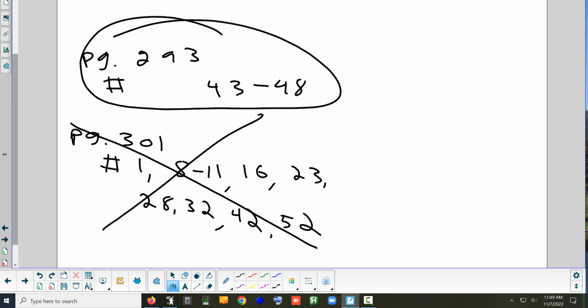So that's the homework for tonight: 43 to 48. We'll take a look at that tomorrow. If you want to copy down the 301, you can. I may tweak that a little bit, but it's probably going to be pretty close to that for tomorrow. Okay, so just 293 for tonight.